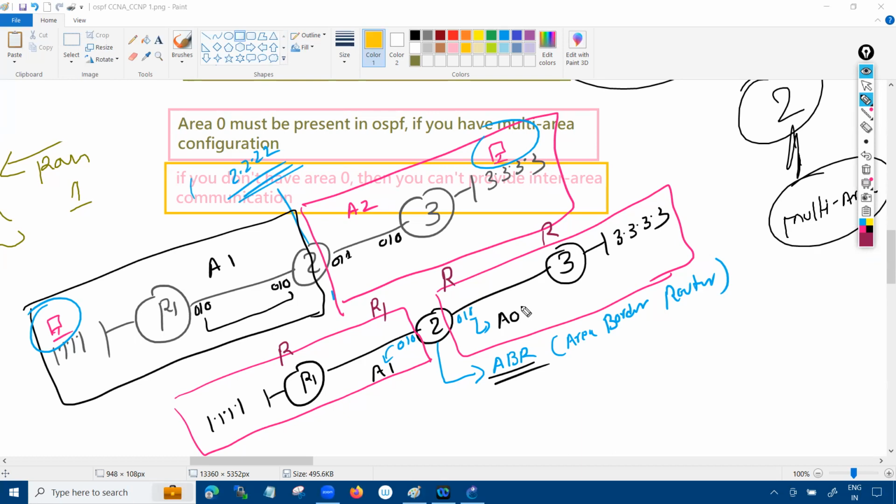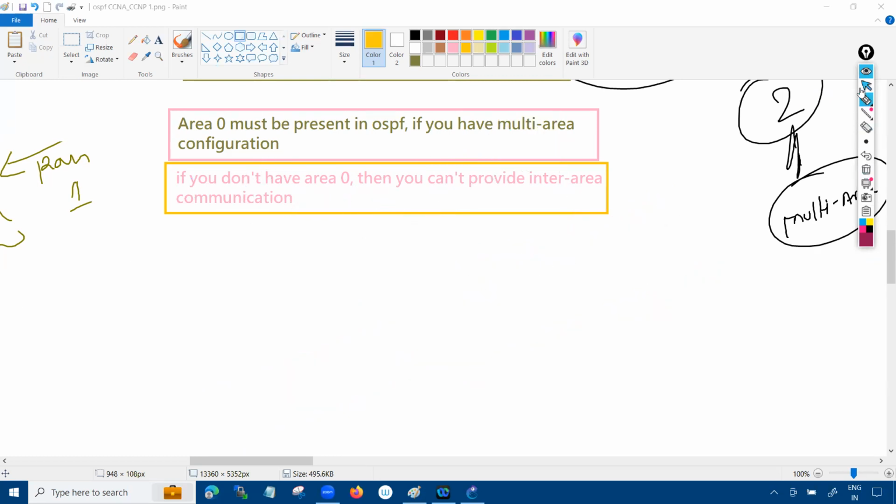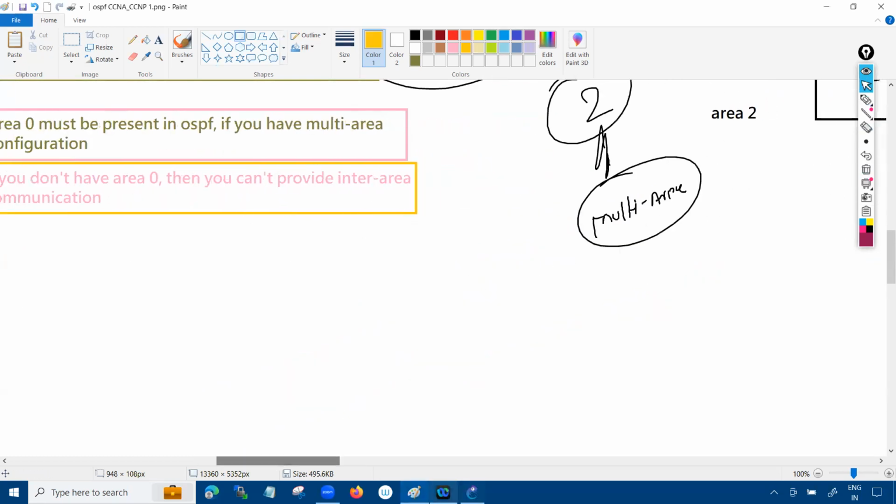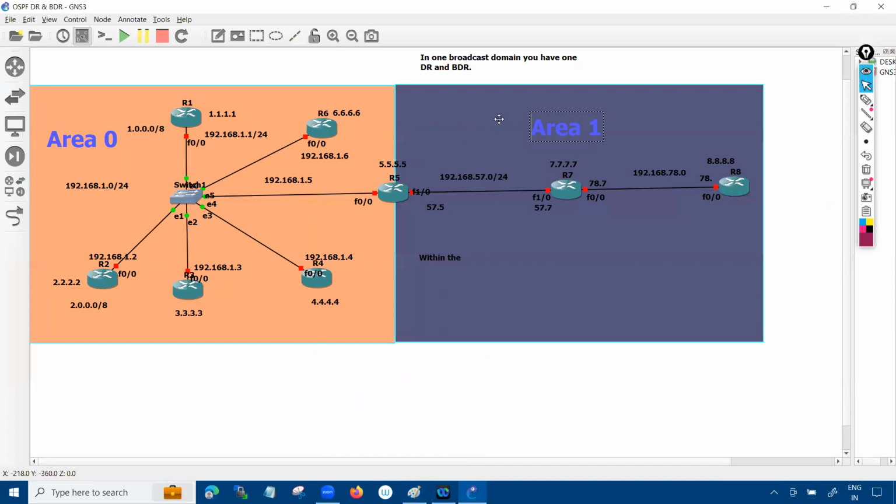These are very, very important questions for the interview, guys. Please pay attention and understand the concept. For each area, you will have a separate router LSA. Now let's have a look. If you see the same topology, I just converted it into different areas, area 0 and area number 1.